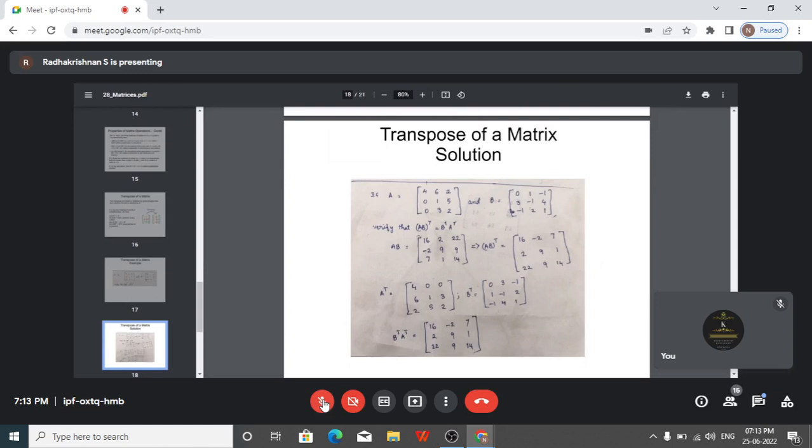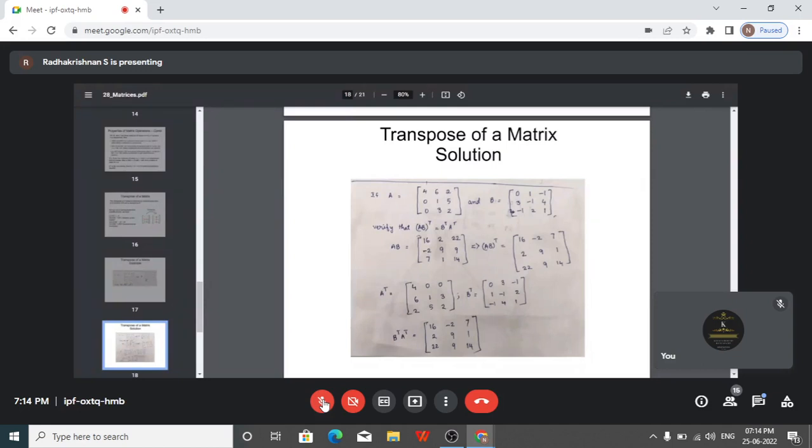So then AB transpose. Very good, Soumya. So AB whole transpose is, now you interchange rows and columns and it becomes like this: 16, minus 2, 7, 2, 9, 1, 22, 9, 14. Next, you calculate A transpose, which is 4 0 0, 6 1 3, and 2 5 2. And B transpose, which is 0, 3, minus 1, 1, minus 1, 2, and minus 1, 4, 1. Now you multiply B transpose into A transpose.